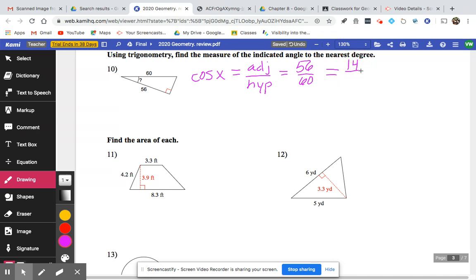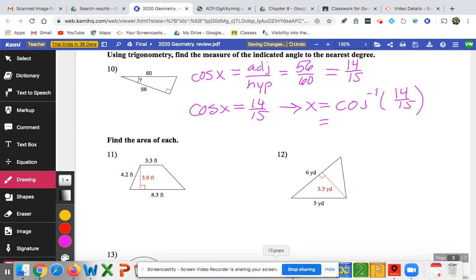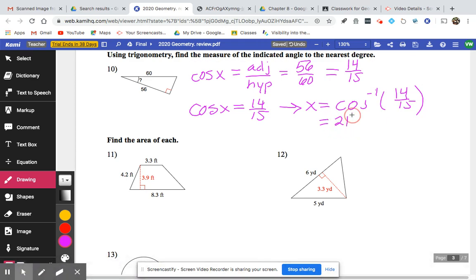So the cosine of our angle is 14 over 15. So maybe I'll write that down here. Cosine of x is 14 over 15. That's not good enough. We need to know what x is. To find that, we actually have to take the inverse cosine of 14 over 15. Use a calculator for that, and you should get, rounded to the nearest degree, 21 degrees.